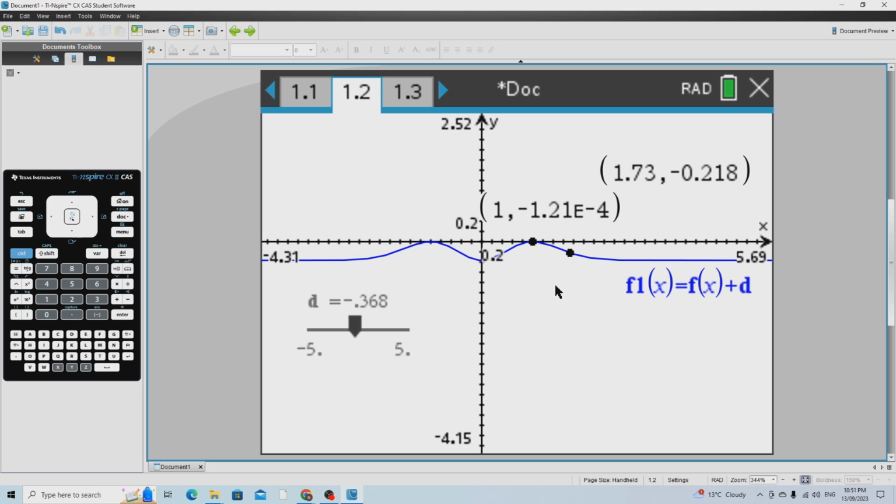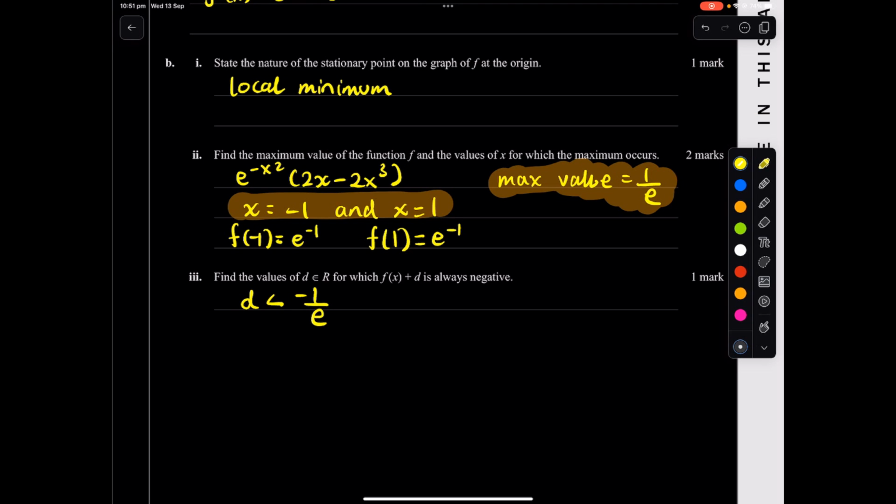So if we want to find the values for which f of x plus d is always negative, we can say that d must be less than -1/e. Make sure you put that negative because we are translating it down. This is where people will make a mistake by just saying it's 1/e. And if we go less than that, perfect, it goes down forever and it will always be negative. Hope that's right.